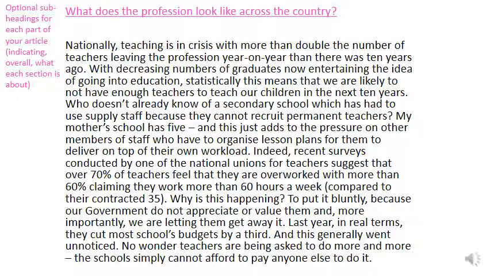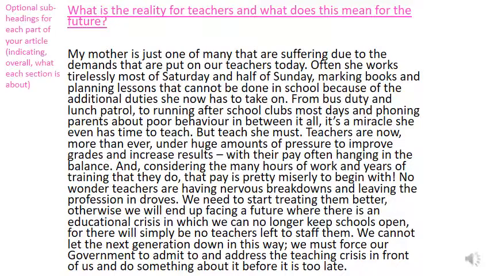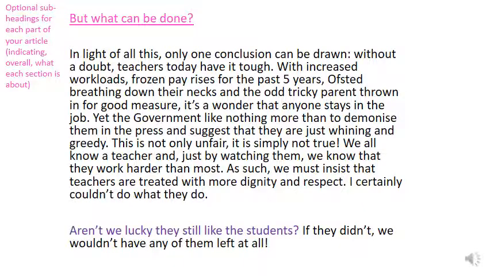So for instance, in my third paragraph, I've got, what is the reality for teachers and what does this mean for the future? So again, as we know, with the pathos, we're painting an emotional picture of the future, why it's going to be terrible if we don't change anything, if we don't do what you're asking us to do, and why it might be better if we do. Okay, so I'm indicating that with my subheading, and likewise again with my conclusion, but what can be done? So obviously I'm going to now push us forward to, so what do we need to do, basically?